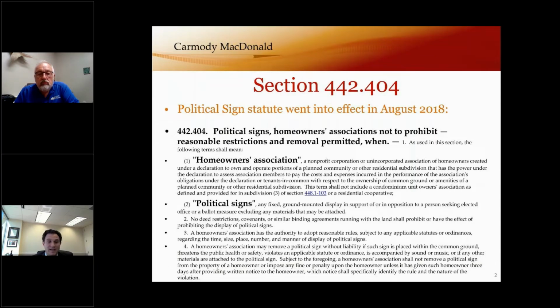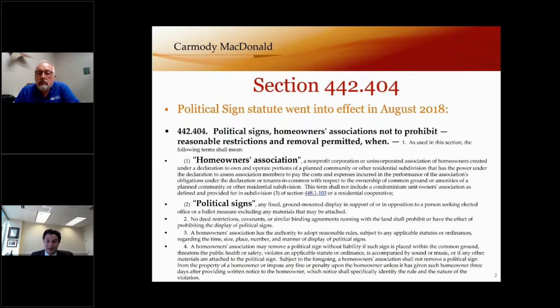And so what the statute goes on to talk about is it defines what a political sign is, and this is really important because a political sign is defined as a fixed ground-mounted display in support of or in opposition to a person seeking elected office or a ballot measure, excluding any materials that may be attached. Okay, so what's being legislated here are those ground-mounted displays.